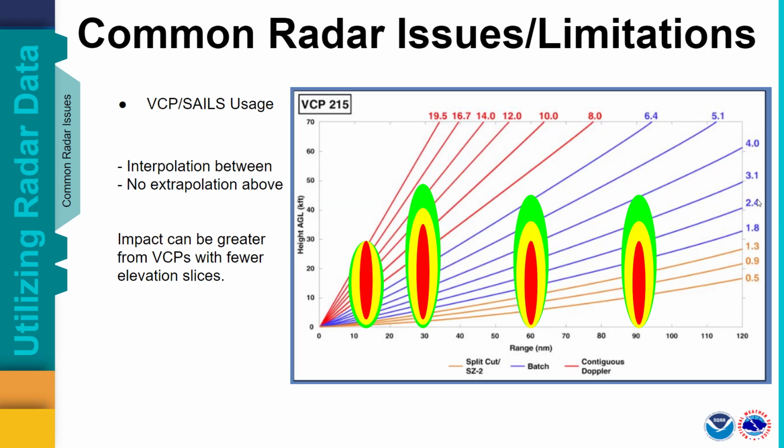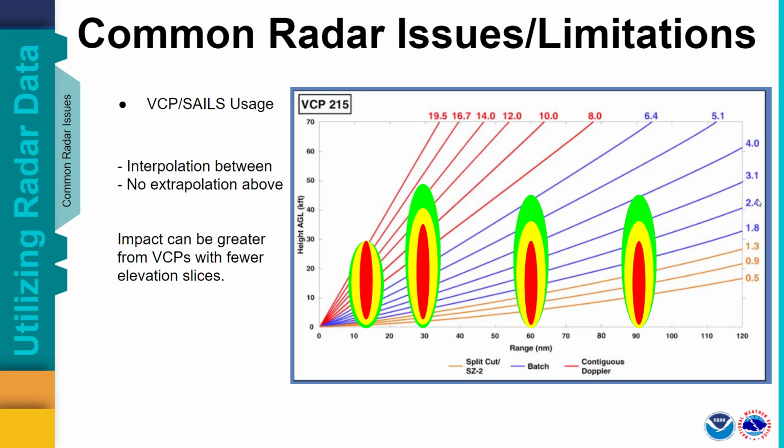The VCP utilized can affect interpretation. The more slices you have, the more accurate your three-dimensional storm structure should be. Utilizing SAILS or not could also influence results, as circulations can develop and weaken very quickly, occasionally within a single volume coverage period of time. The interpolation done between elevation slices and the lack of extrapolation from the top data slice can also influence the end result. Look at this example.